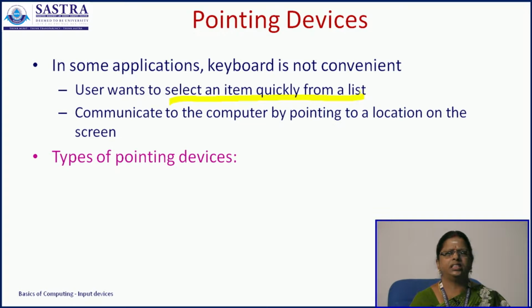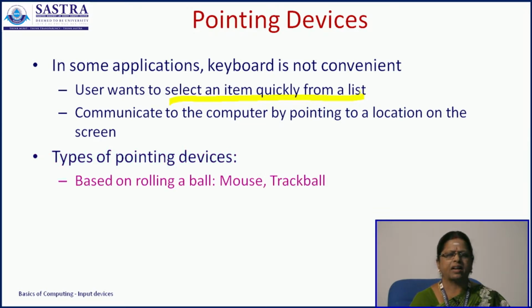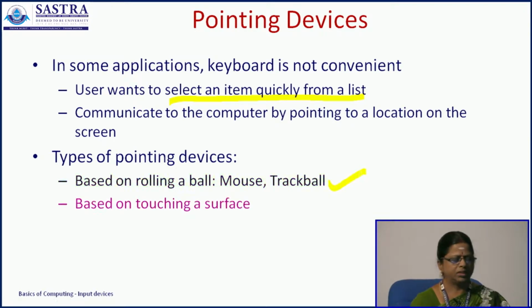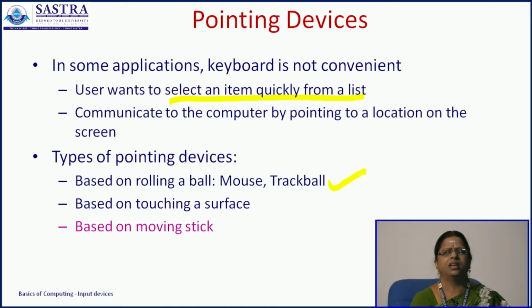What are the different kinds of pointing devices? We categorize them into 3. First one is based on rolling a ball, which happens in the case of a mouse and a trackball. The second one is based on touching a surface, and the third one is based on moving a stick. Let us see all these types of pointing devices.